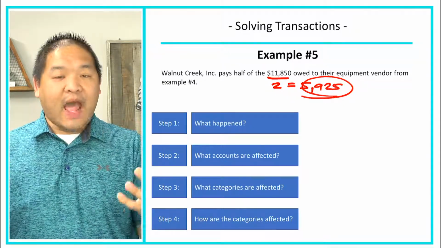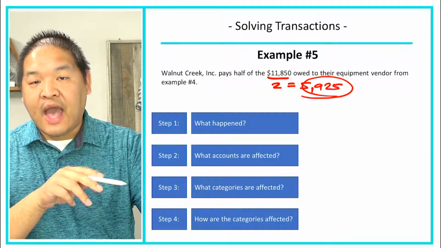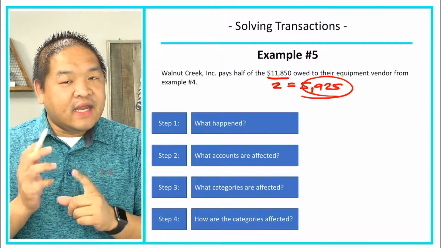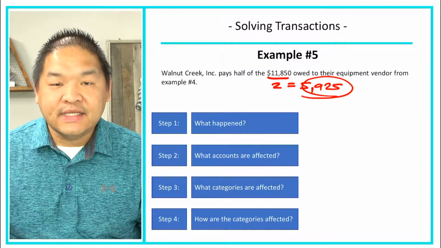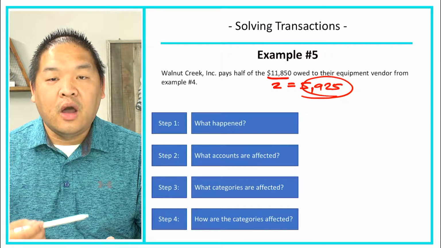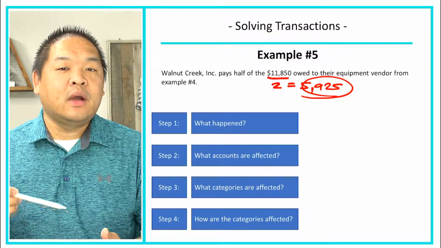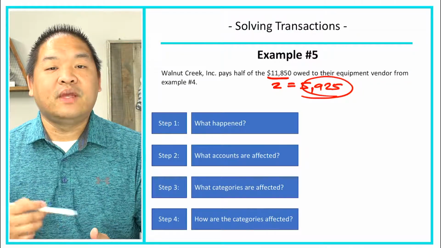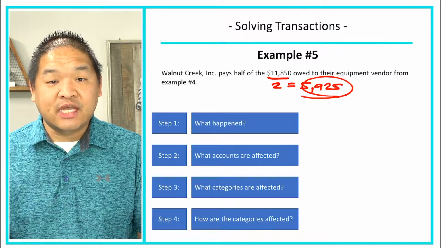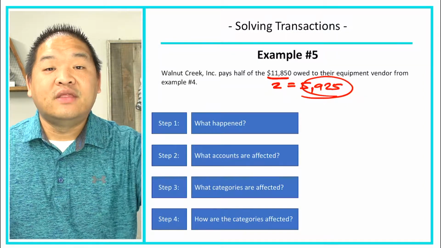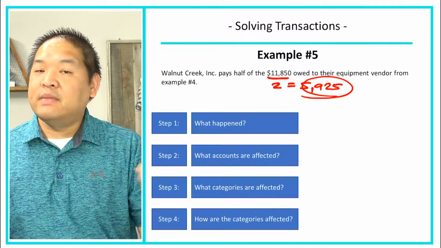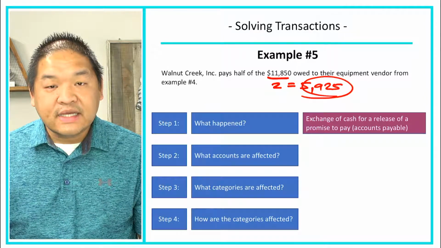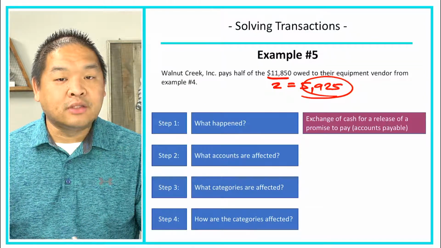So what happened? We are going to pay them cash of $5,925. In exchange, what are we getting? We're really not getting anything other than a release of the liability that we owed to them. So we're really getting a release of the accounts payable. They're releasing us from the amount that we owed them. So that's the exchange at the end of the day. We're giving up cash. They are releasing us from owing them in the future on that debt. So that's what's happening: an exchange of cash for a release of the promise to pay, or the accounts payable.